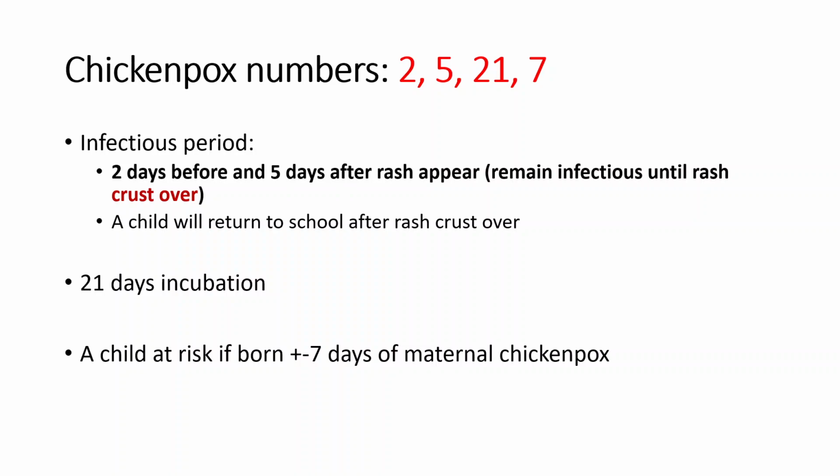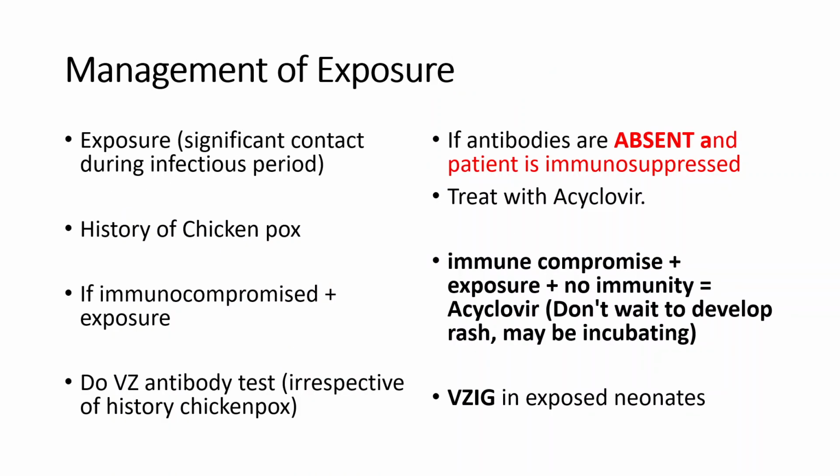These are important chickenpox numbers. There is a 21 day incubation, and the patient becomes very infectious between 2 days before the onset of rash up until 5 days after the appearance of the rash. And when a child is born to a mother who developed chickenpox between 7 days prior to delivery and 7 days after delivery, in this window the child is at risk and should be treated.